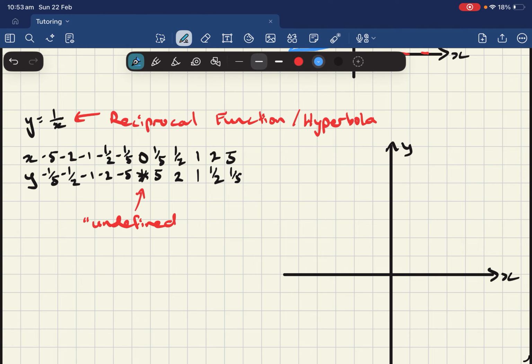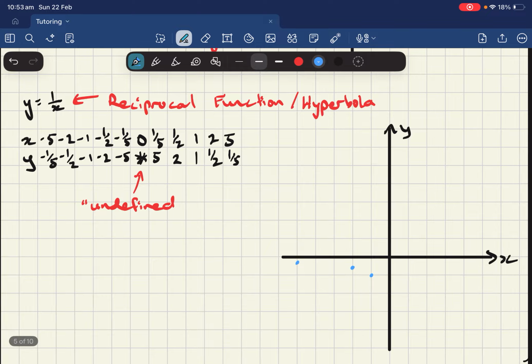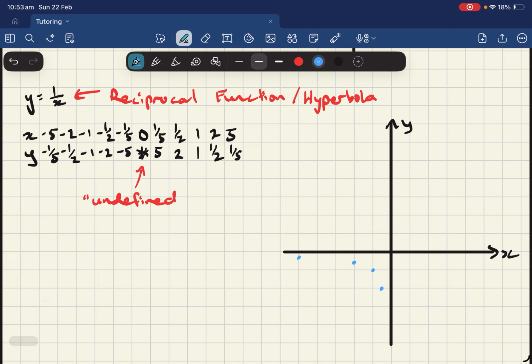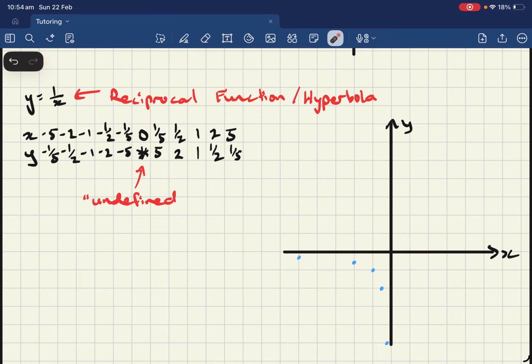Now that we have these points written in, I'm just going to substitute them in. So when x equals -5, y equals -1/5. So that's going to be about here. When x equals -2, y is equal to -1/2. When x equals -1, y is -1. When x is -1/2, y is -2. And when x is -1/5, y is -5. And we notice that there's no point when x equals 0. So this whole section here is going to be undefined. We'll see how this looks in just a moment.